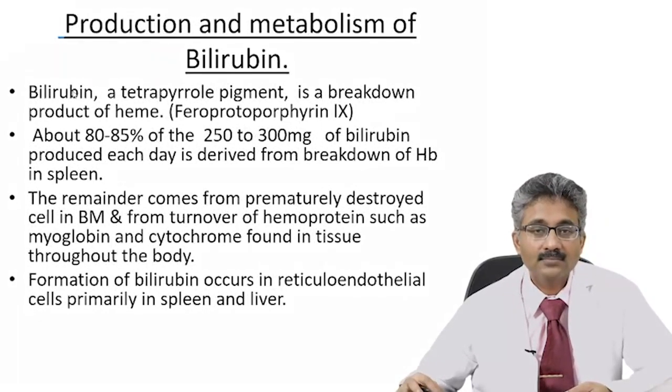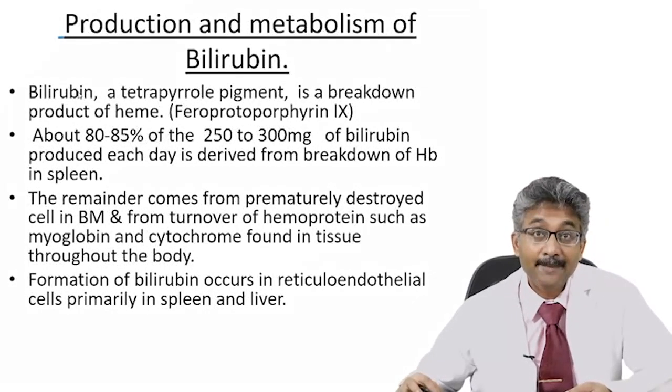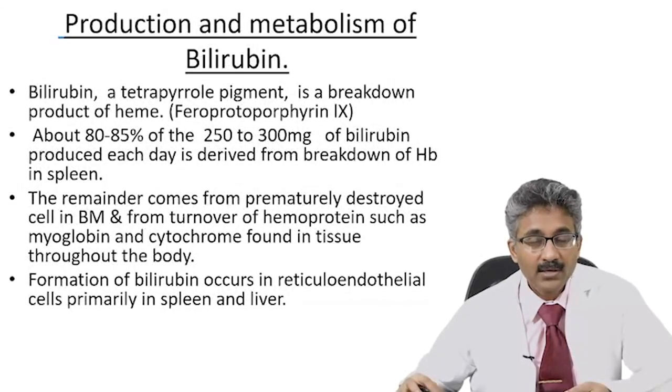Bilirubin is a breakdown product of heme. You have hemoglobin that will be broken down into heme and globin. Bilirubin is a breakdown product of heme. How it is produced, we will discuss now.